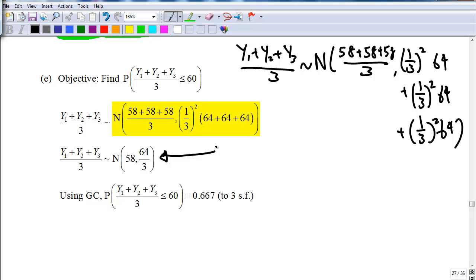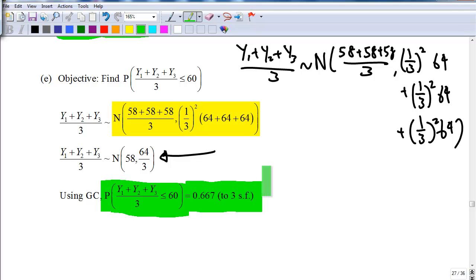Okay, so now the last step is to use your GC to compute this probability. Okay, turns out that this is 0.667. Done.